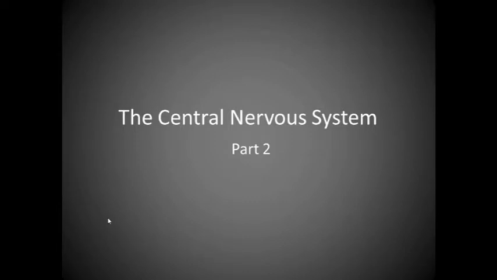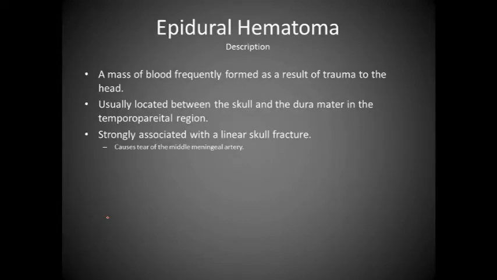Okay, the central nervous system, part two. Okay, so we'll pick up with an epidural hematoma, which, as the name implies, is going to be in the epidural space. This is associated with a mass of blood and is frequently formed as a result of trauma to the head. So that's going to be one of the key deciding factors: you're going to see trauma to the head. It's usually located between the skull and the dura mater in the temporoparietal region.